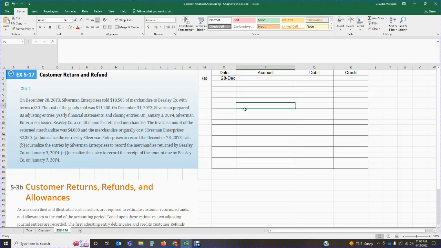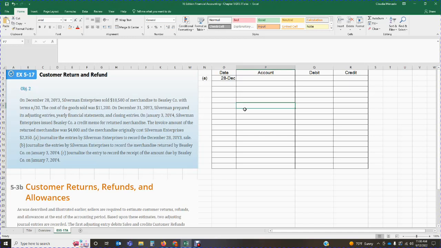What else does it say? Journalize the entries. So Silverman Enterprise sold $18,500 of merchandise with terms net 30. What does that mean? That means that they have 30 days to pay us the money. There will be no discount issued. It just means within 30 days I need to have my money paid. We need to collect those $18,500 within those 30 days. So basically we're selling on account.